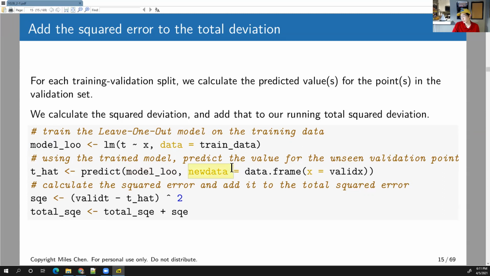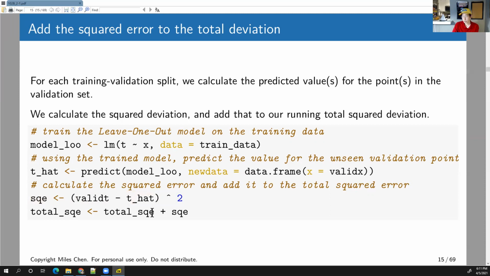And I want to predict it for this new data point. The data point is going to be X equal to our validation X, which is just point number 4. And that's going to create our prediction. Prediction is T hat. And then the squared error is going to be the difference between the actual validation point, in our case 4, minus the predicted value T hat. We're going to square that difference and store that in squared error.